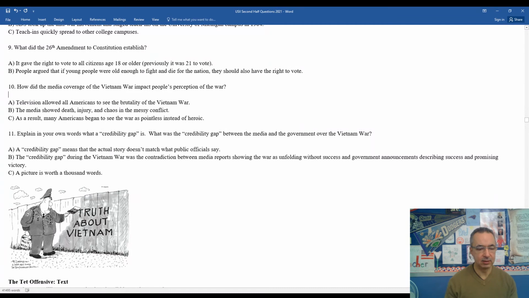And you can see this general here with a lot of stars on his shoulder, which could indicate General Westmoreland. I'm not 100% certain that's who's portrayed in the cartoon. But covering up the truth about the Vietnam War, kind of whitewashing the truth.